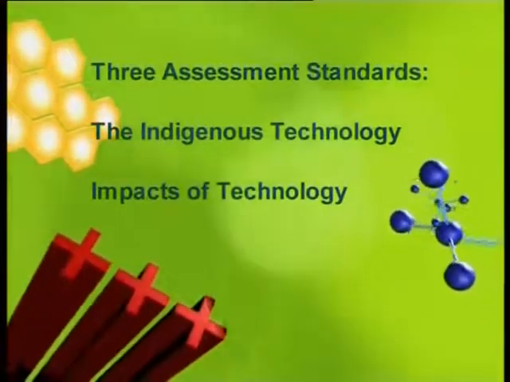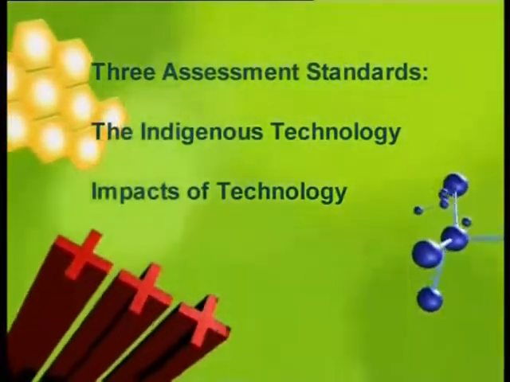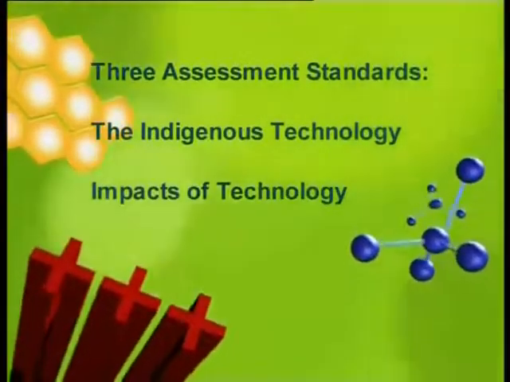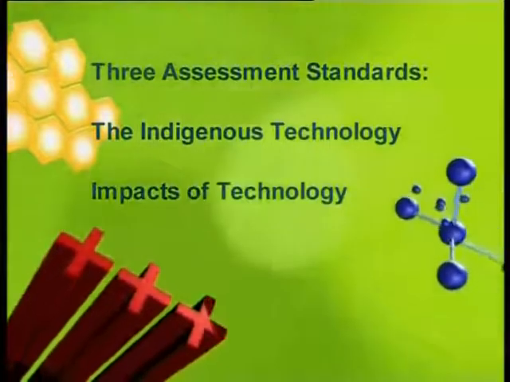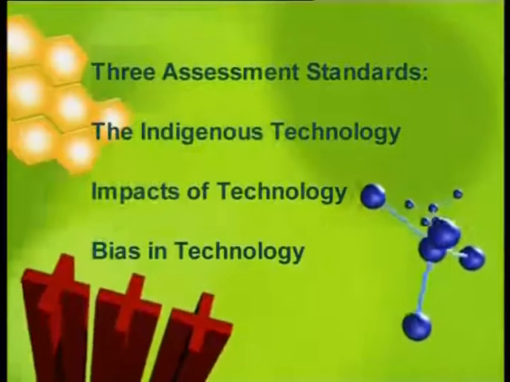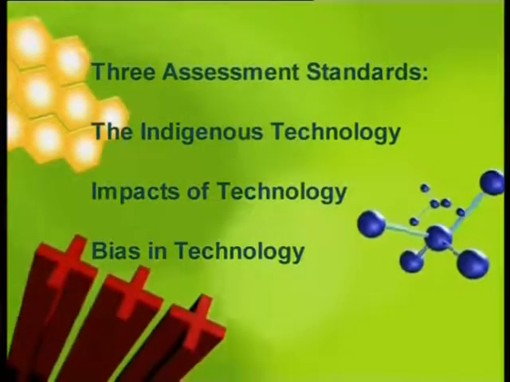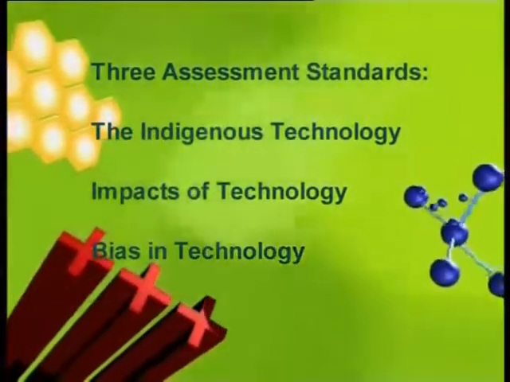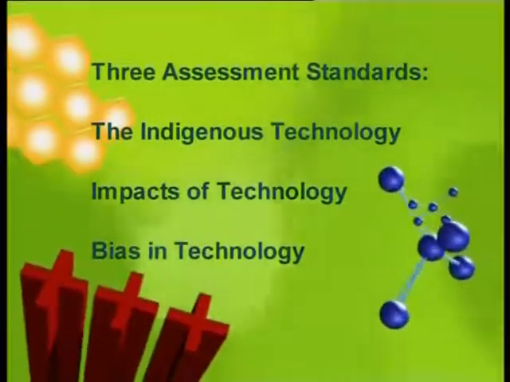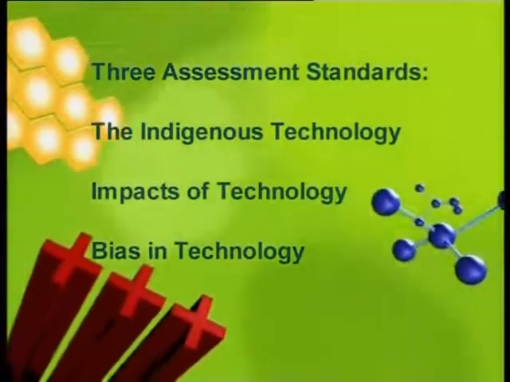Impacts of technology asks whether learners view both positive and negative consequences of technology with a critical eye and an open mind. Bias in technology asks whether learners are developing an awareness of bias in the technological solutions. They come up with a sense of how to be inclusive. So, keeping this in mind, let's see how the Chicken Homes project develops in the classroom.